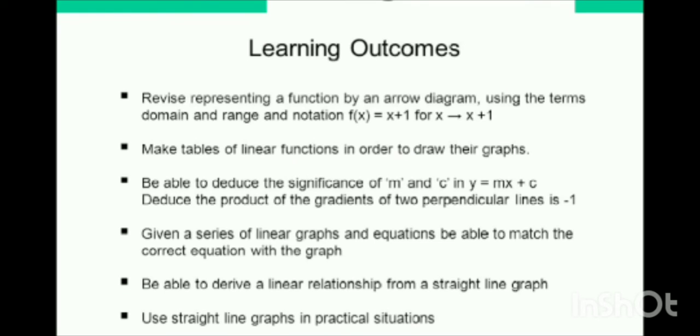Learning outcomes. Revise representing a function by an arrow diagram using the terms domain and range and notation f(x) = x + 1, for x maps to x + 1. Make tables of linear functions in order to draw their graphs. Be able to deduce the significance of m and c in y = mx + c. Deduce the product of gradients of two perpendicular lines is minus 1. Given a series of linear graphs and equations, be able to match the correct equation with the graph. Be able to derive a linear relationship from a straight line graph. Use straight line graphs in practical situations.